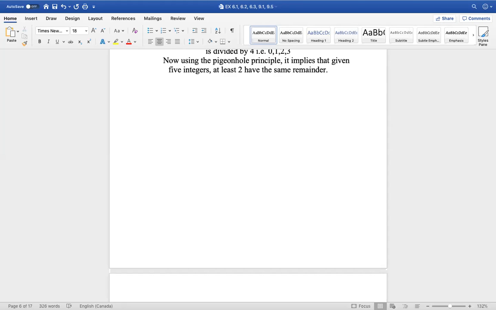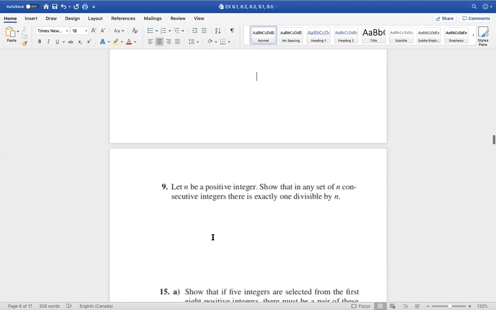Okay, question number 9. Let n be a positive integer. Show that in any set of n consecutive integers, there is exactly one divisible by n. All right. So let n be a positive integer. Show that in any set of n consecutive integers, there is exactly one divisible by n.